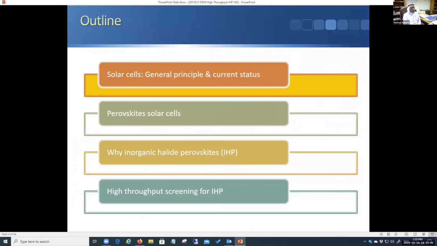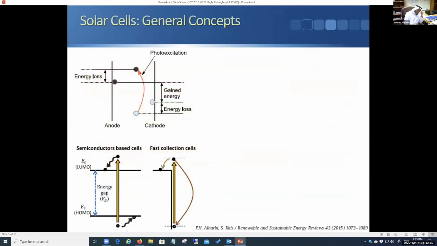So let's start with the solar cell general principle and the current status. In principle, this is the whole idea of solar cells: you photoexcite carriers, and hopefully we can collect them before we lose the energy completely.